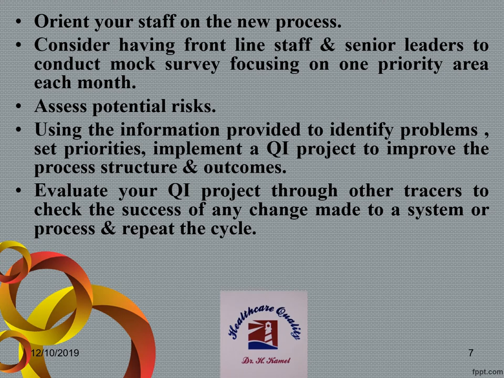Orient your staff on the new process. Consider having frontline staff and senior leaders conduct a mock survey focusing on one priority area each month. Assess potential risks. Using the information provided, identify problems, set priorities, and implement a quality improvement project to improve the process structure and outcomes. Evaluate your quality improvement project through other tracers to check the success of any change made to a system or process, and repeat the cycle.